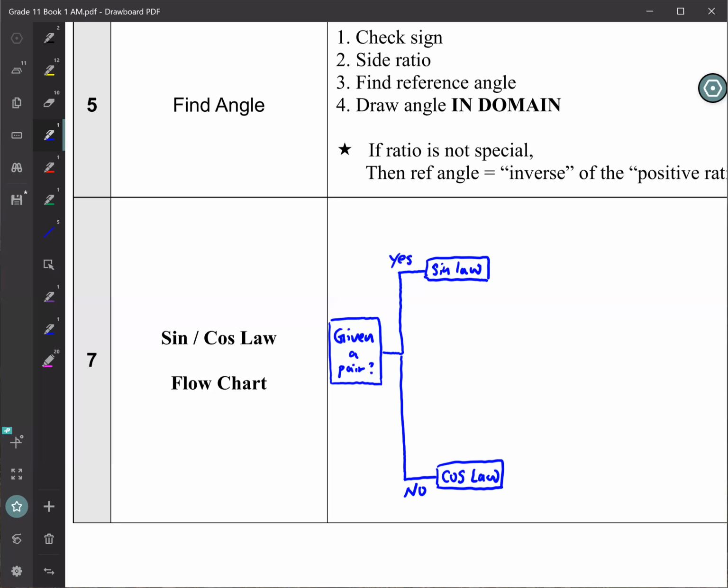Once you get to sine law, then you need to think about, is this one unique or ambiguous? Okay, so if it's ambiguous, it must be an ASS, right? Ambiguous means a pain in the ass, right? Very difficult to do, a lot of things to think about. So you ask yourself, do you have an ASS? Okay, that's a weird question, but it helps you remember. Okay, so is it given ASS? Okay, so write that down.